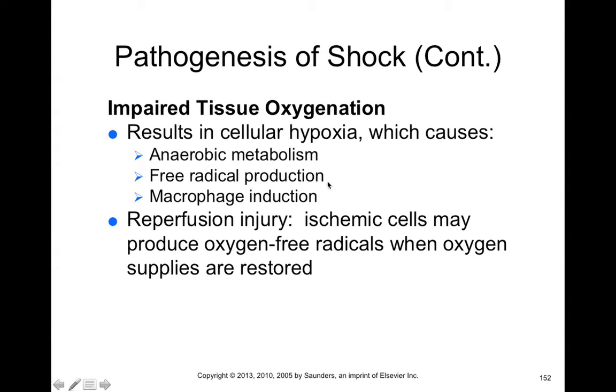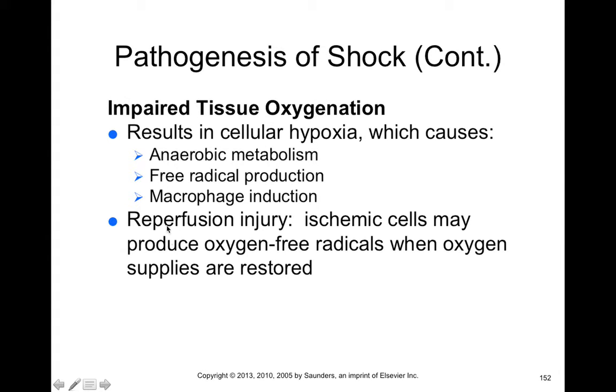And one thing that's important to note is that hypoxic tissues, because they can undergo anaerobic metabolism, produce an excessive amount of free radicals, and also induce the activity of macrophages. What we find is that due to these three factors, hypoxic tissues are prone to what we call reperfusion injury. Reperfusion injury is where you have ischemic cells that may produce oxygen-free radicals when oxygen supplies are restored. So, other free radicals can lead to the production of reactive oxygen species once oxygen is restored to this hypoxic tissue or even ischemic tissue.